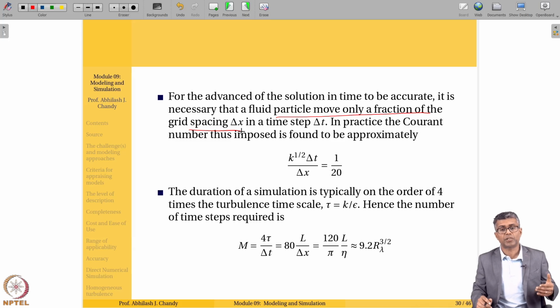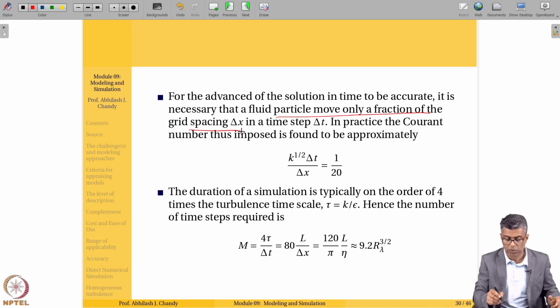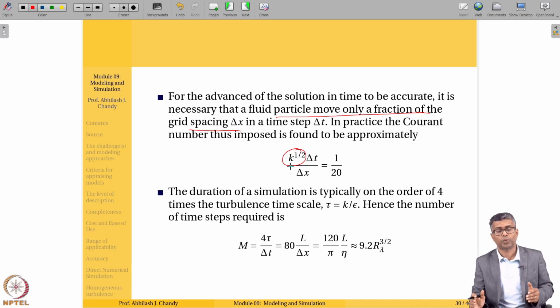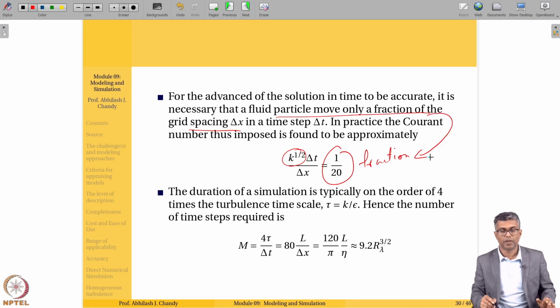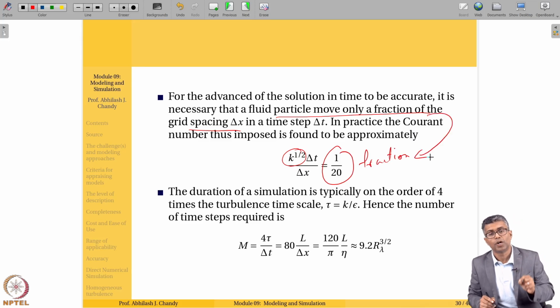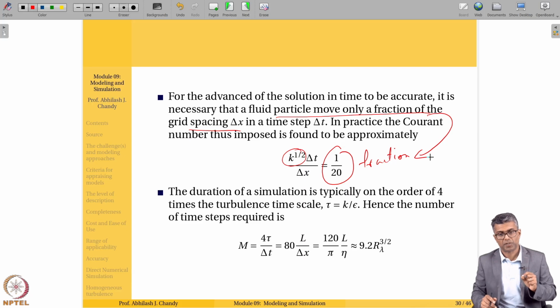So one way to do that is to use the RMS velocity as an estimate. The average of the RMS velocity can be taken as the square root of the turbulent kinetic energy. Square root of the turbulent kinetic energy multiplied by delta t divided by delta x. So this is essentially u delta t over delta x, u being the RMS velocity. And what we are saying is that that should be 1/20th. This is that fraction of the grid spacing that we are talking about. So it should only move 1/20th of the grid spacing in that time step. That's what we are saying.